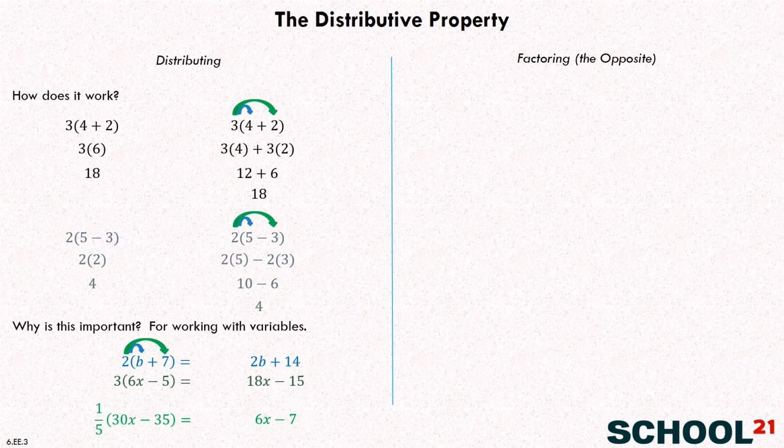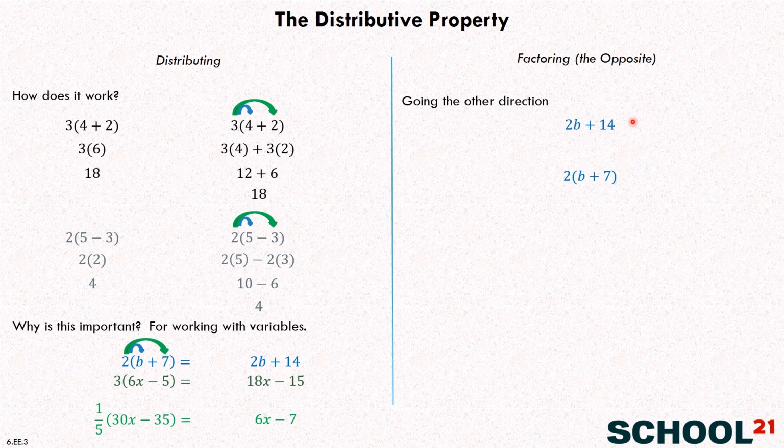Now let's talk about what is kind of like the opposite of the distributive property, which is factoring, okay? So let's take this example that we have right here, 2b plus 14, and we know it's the same as 2 times b plus 7. We know that 2b plus 14 is the same as 2 times the quantity b plus 7, right? Yeah. Okay, but what if instead of being given this in distributed form, we were given this and we were trying to move to this form?